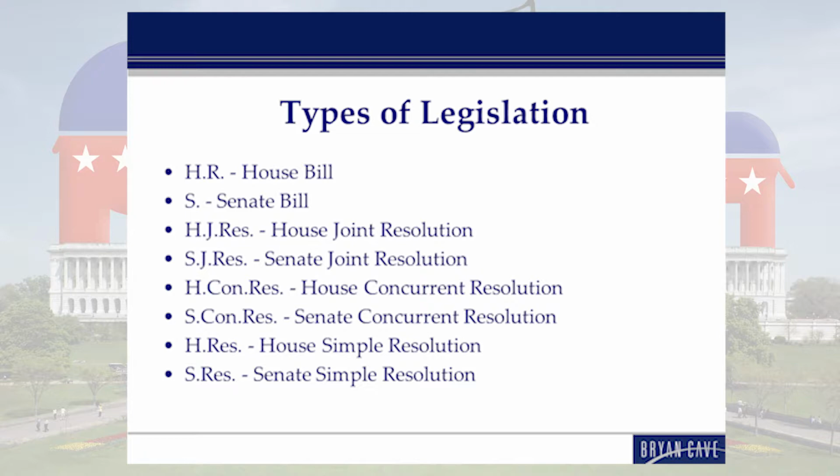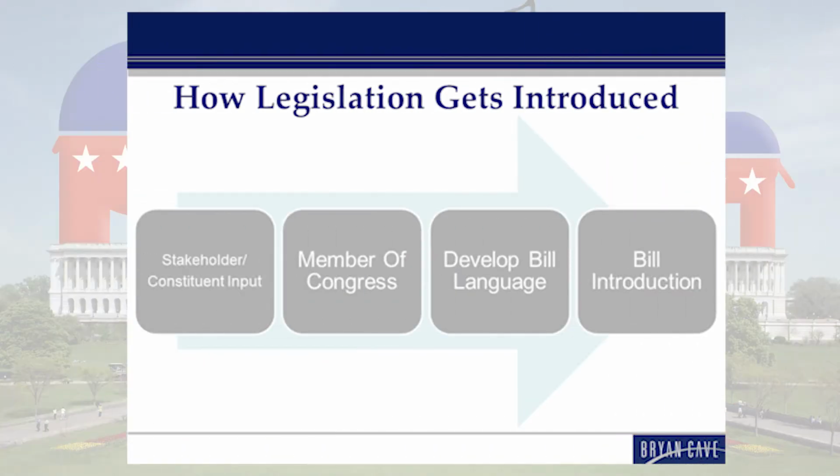We'll now look at how legislation gets introduced. Let's say that AAP has a suggestion for how they would like to revise GME. We would be noted as a stakeholder here, or a constituent. We would work with a member of Congress on our policy idea, suggesting what we'd like to see in a piece of legislation and how we'd like to amend current law.